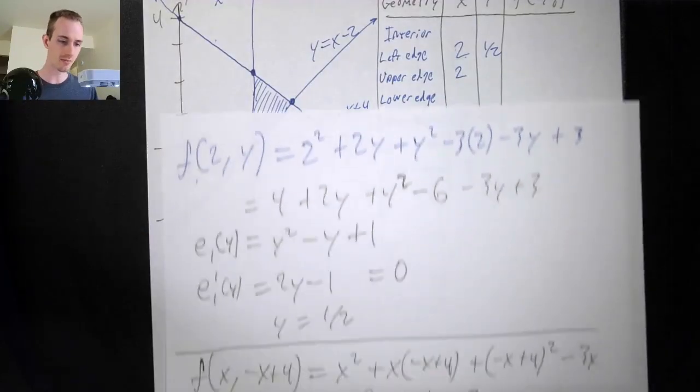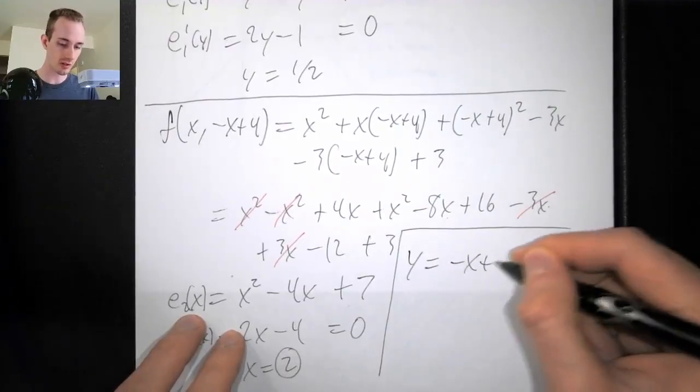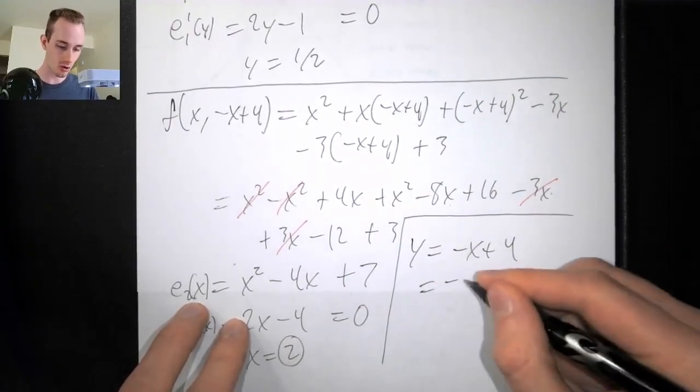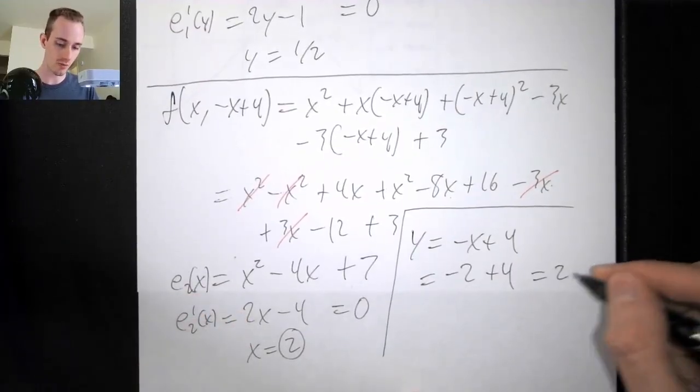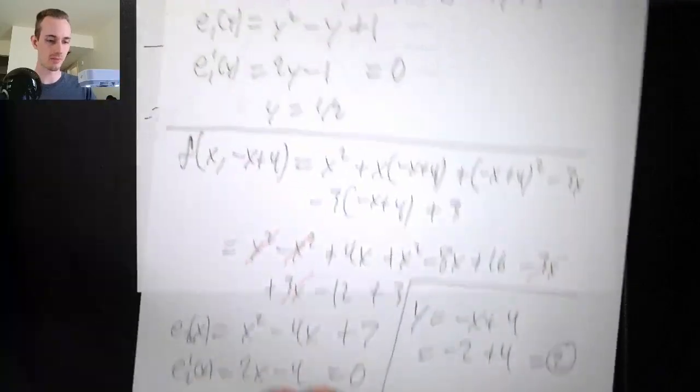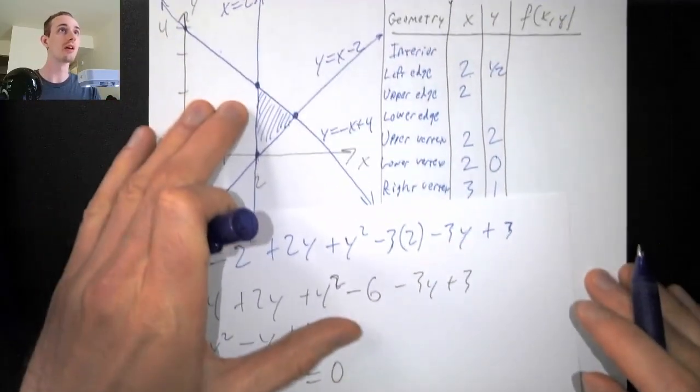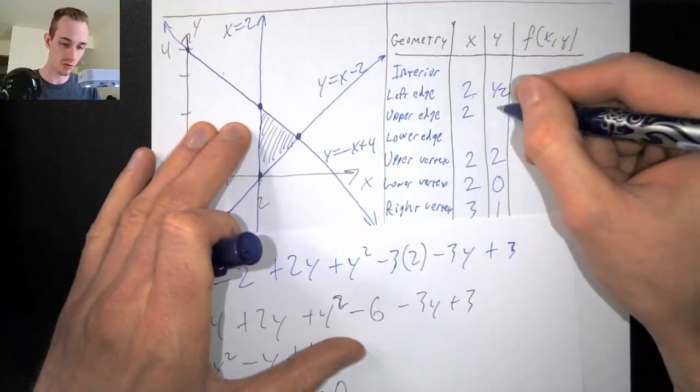I'll do that down here. So once again, y equals negative x plus 4, but we know x is 2 over here now. And we get a nice clean y is 2. So we'll put that on the table there. On the upper edge, we have a critical point at (2, 2).